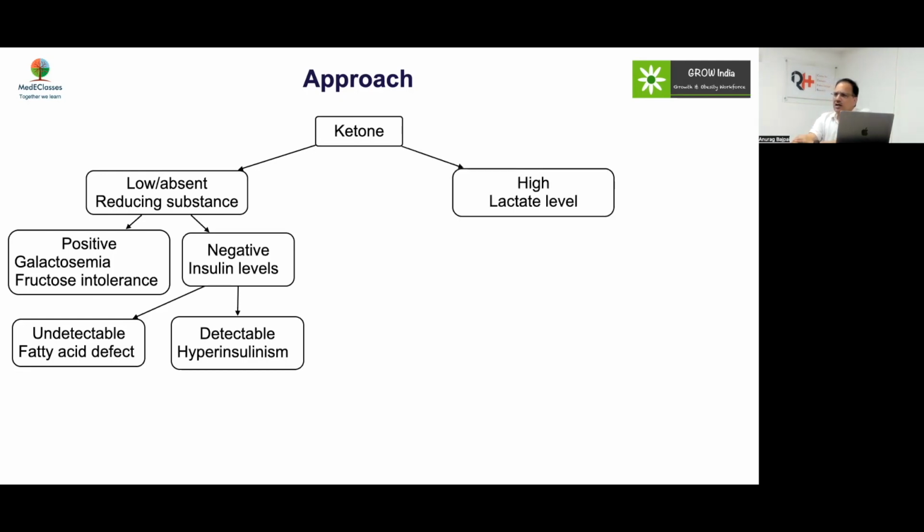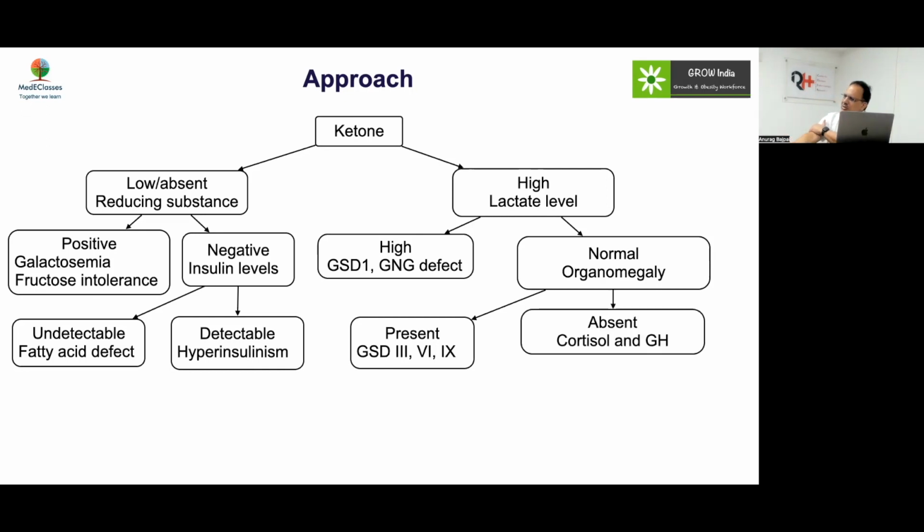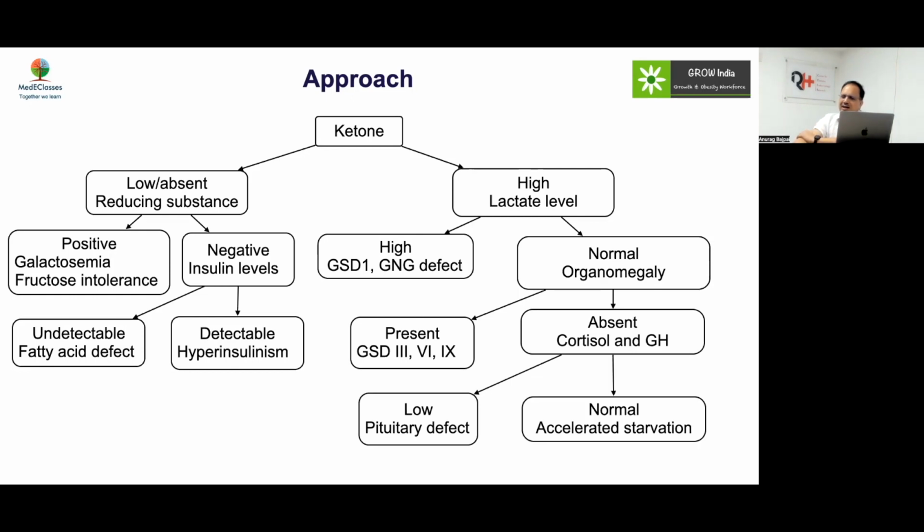If ketone is high, look at lactate level. High lactate means GSD1 and gluconeogenic defect. Do a glucagon test in a fed state. If it's normal, look for organomegaly. If it's present, it is GSD 3, 6 or 9. If it's absent, you do cortisol and GH. Low level suggests hypopituitarism. A normal level is likely suggestive of accelerated starvation.